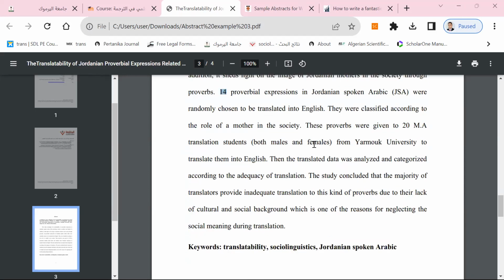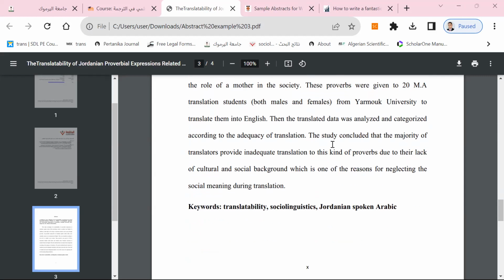These proverbs were given to 20 MA translation students, both males and females, from Yarmouk University to translate them into English. Then the translated data was analyzed and categorized according to the adequacy of translation. Then conclusion: the study concluded that the majority of translators provide inadequate translation to this kind of proverbs due to their lack of cultural and social background, which is one of the reasons for neglecting the social meaning. This is the conclusion, general conclusion.